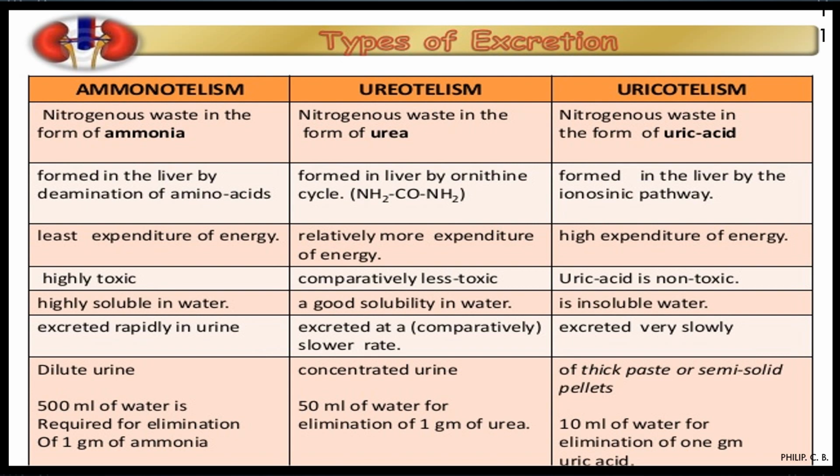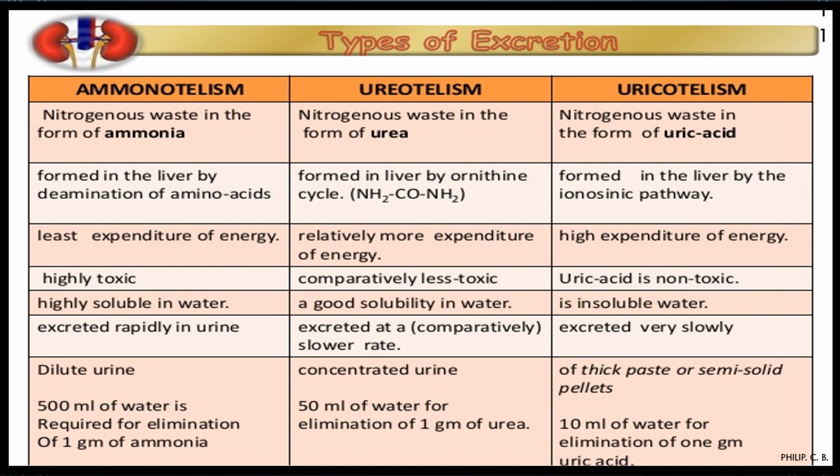Now, moving further, we can have a comparison. While explaining, I was explaining in comparison to three, but here we can see all three. So we can see a quick revision, and the three differentiating types. Ammonotelism, nitrogenous waste in the form of ammonia. Ureotelism, nitrogenous waste in the form of urea. Uricotelism, nitrogenous waste in the form of uric acid, formed in the liver by deamination of amino acid. Formed in the liver by the ornithine cycle, formed in the liver by the inosinic pathway. All three pathways given.